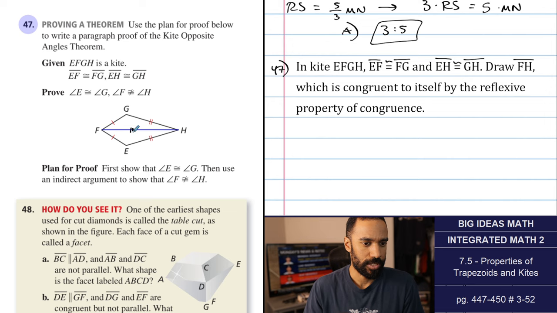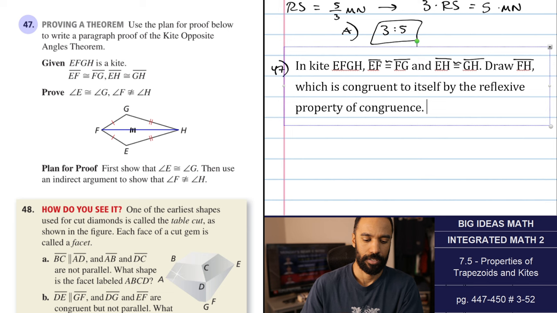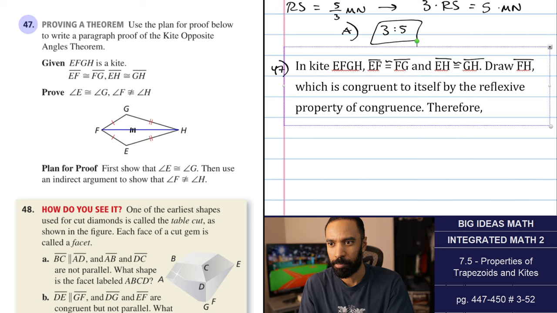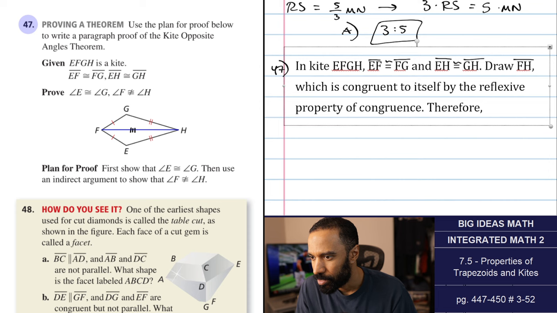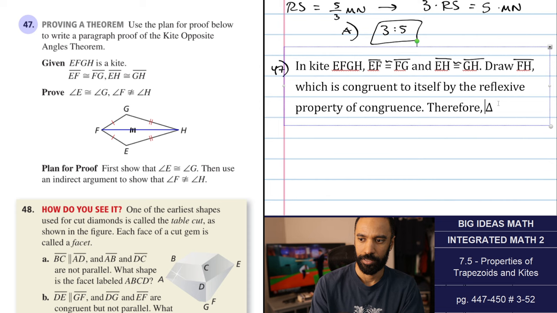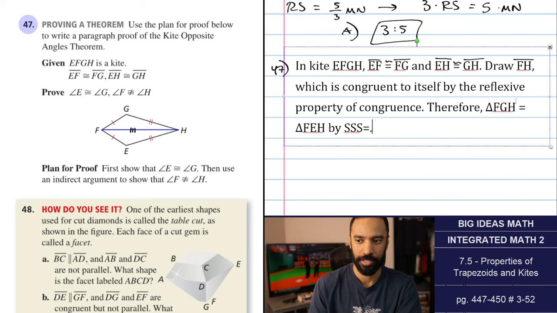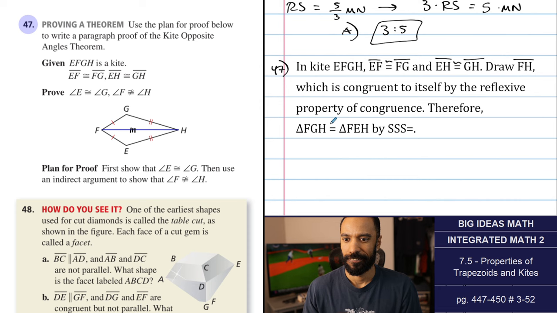Therefore, oh, I know the indirect argument I want to make, I think. Therefore, triangle. Oh, let me find my triangle symbol. Did I have one here? Did it exist? Let me check. Here it is. Triangle. Get it copied and ready. FGH is congruent to triangle FEH by side, side, side congruence. Okay. Boom.